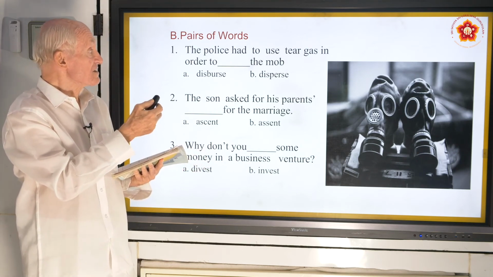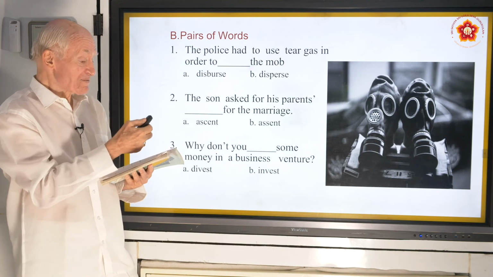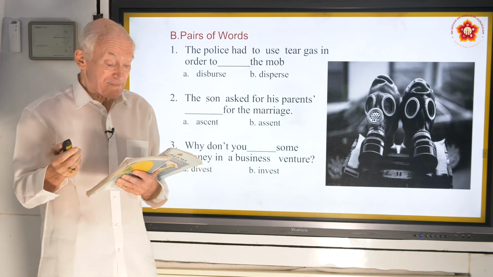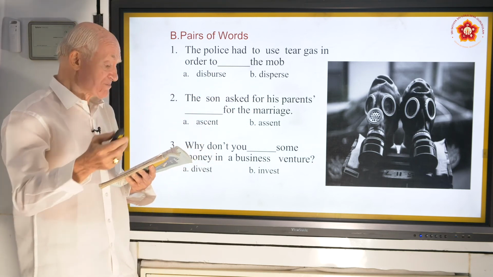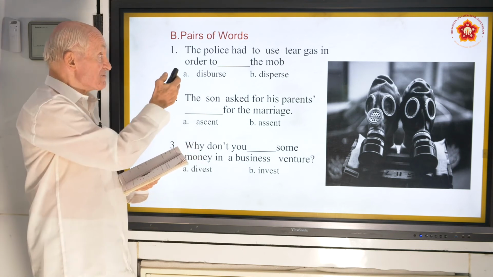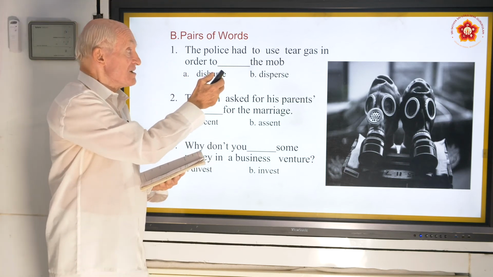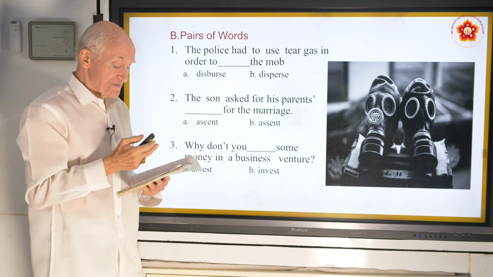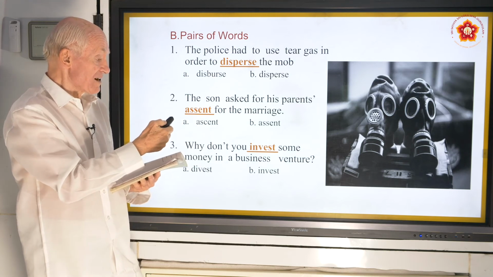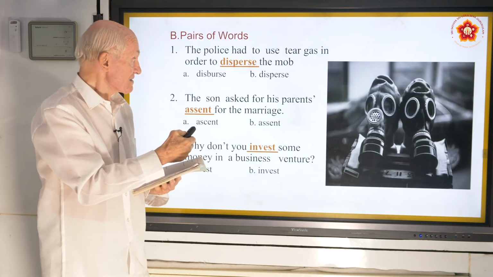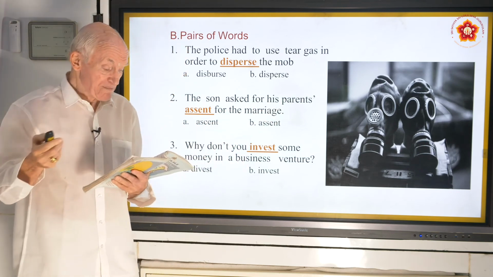The police had to use tear gas in order to, now which word do we use here? Disperse or disperse? We use to disperse the mob, okay? Disperse means to make the mob go away. Get them dispersed, quit from being a mob. Disperse means to give out money, all right? It's almost the opposite. And in this case, we want to use disperse. Let's see if that's right. The police had to use tear gas in order to disperse the mob. And you can see the picture there of the people with tear gas mask. And nobody likes tear gas, so the mob dispersed.